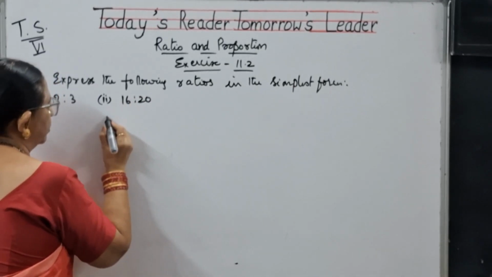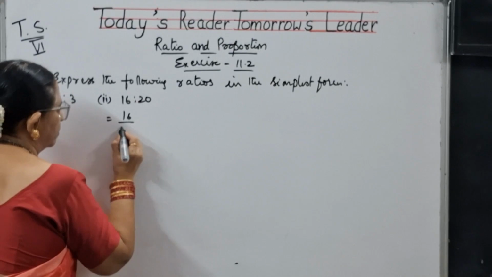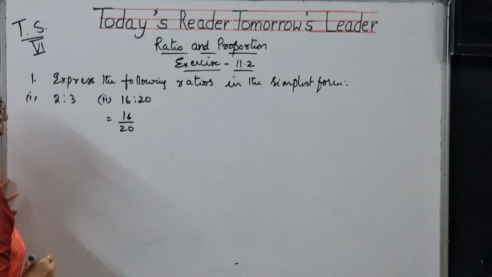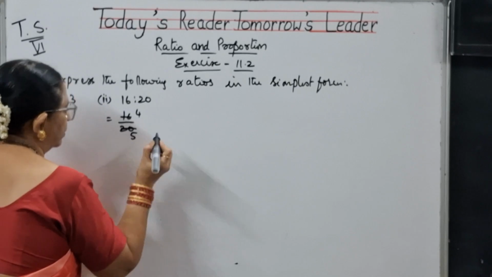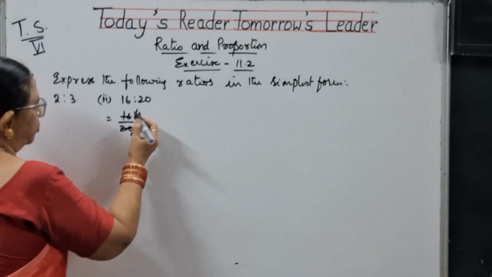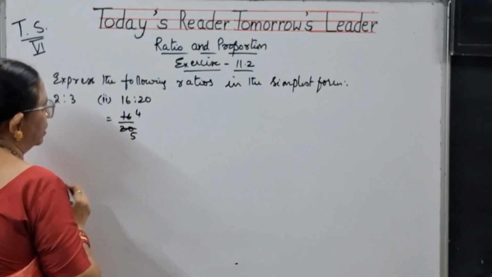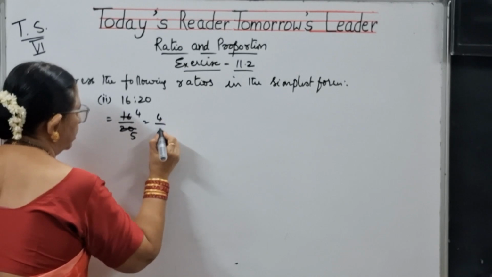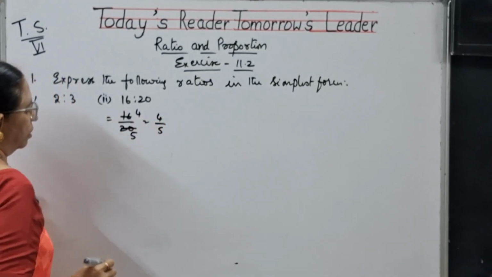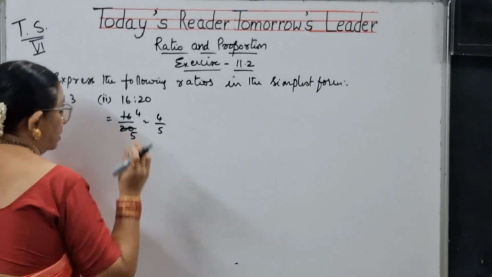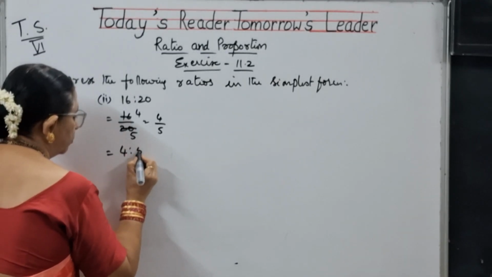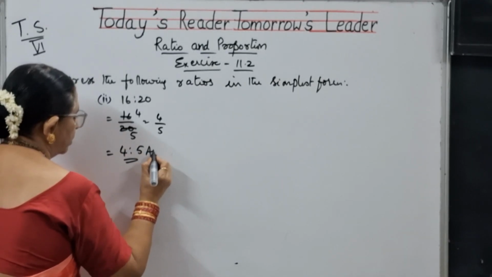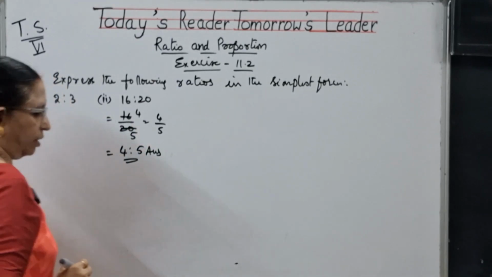And the second bit, 16:20. Let us write it as 16/20 because they are not co-primes. So 4 fours are 16, 4 fives are 20. These two become co-primes. They don't have anything common. So in the P by Q form or the rational form it is 4/5. So this can be written as 4:5. This is the answer for the second bit.